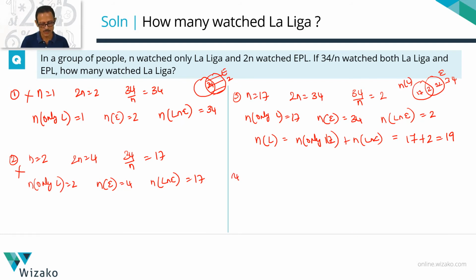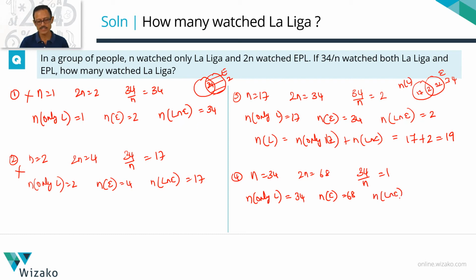Let's check out whether n equals 34 will make sense. n is equal to 34. If n is equal to 34, 2n becomes 68. 34 upon n is 34 upon 34, which is equal to 1. In this context, n of only L is equal to 34. n of E is equal to 68, which is 2n. n of L intersection E, which is 34 upon n, is equal to 1. n of L intersection E is lesser than n of E.